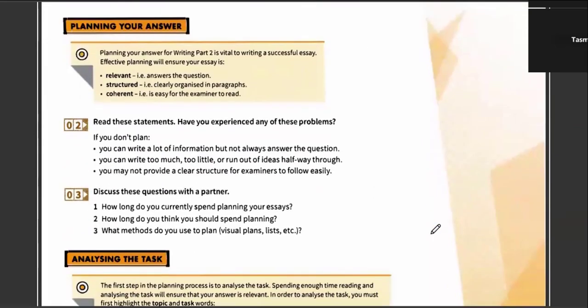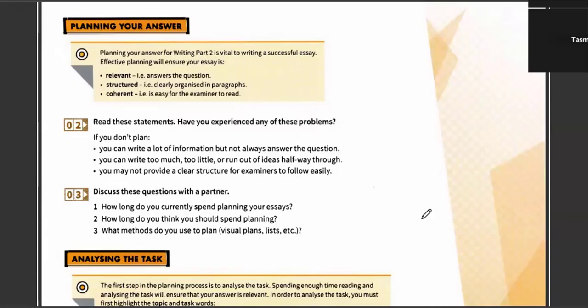Well done, dear. So now, moving on to how we can plan our answers. What is written here is: planning your answer for writing part two is vital for writing a successful essay. Your writing has to be relevant, that is, it answers the question. That means it has to be relevant to the topic that has been given. If the topic is in the form of a question, that particular question should be answered through whatever you're writing in the essay.